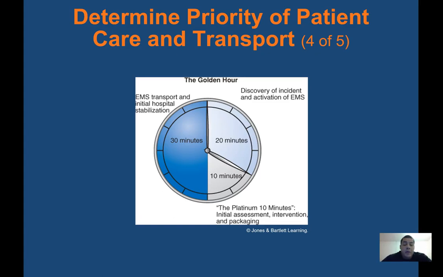So this kind of gives you a breakdown of what it looks like. Discovery of incident and activation of EMS is going to maybe take 20 minutes, depending on how fast the call comes in and how close the nearest unit is to that call. And then 10 minutes on scene, the platinum 10 minutes. You're going to do your assessment, intervention if needed, and package the patient. Basically, packaging the patient is either you're getting them on a gurney and taking off, or you're getting them on a C-spine on a backboard, and you're going to get them to the hospital as fast as you can.